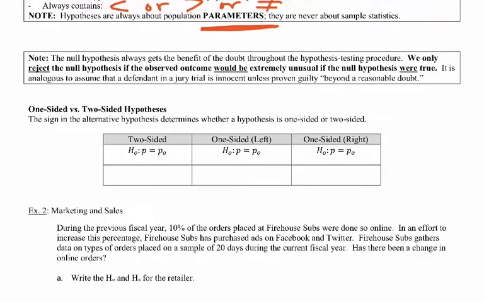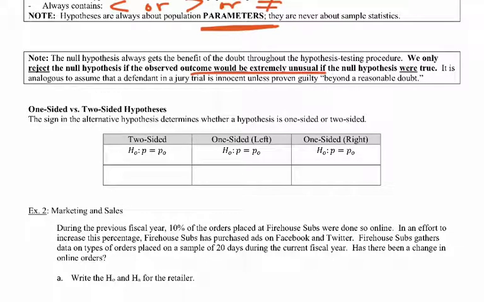Another note, the null hypothesis always gets the benefit of the doubt throughout the hypothesis testing procedure. We always assume the null hypothesis is true, and then we test our evidence against that to see if we have evidence to support the alternative. But if there's ever a question about it, the null hypothesis always gets the benefit of the doubt. We only reject the null hypothesis if the observed outcome would be extremely unusual if the null hypothesis were true.